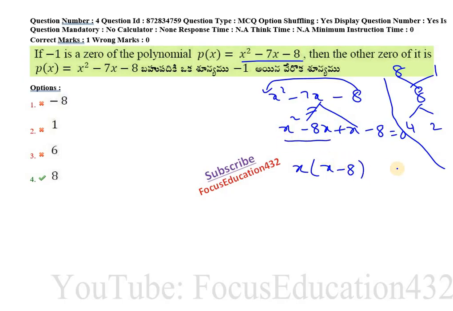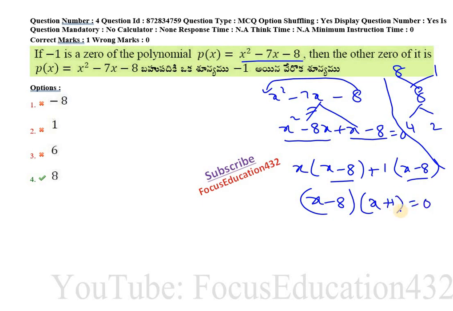And what about the last two terms? Plus 1 is common, leaving x minus 8. So you got the same factor in both. So x minus 8 is common, multiplied by x plus 1. This is equal to 0. So in this case, x minus 8 equal to 0, which means x is equal to 8.